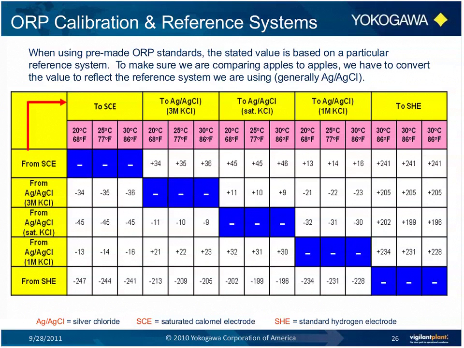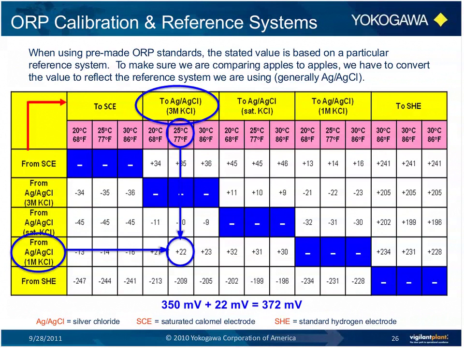So let's go over an example quickly. This chart shows you if you have a pre-made solution of 350 millivolts and that you used a 1 molar KCl reference solution and the electrode being used is a 3 molar KCl solution, when a calibration is done at 25 degrees C, you will not read that 350, but instead you will read an additional 22 millivolts, showing you a total of 372 millivolts on the display of the instrument.